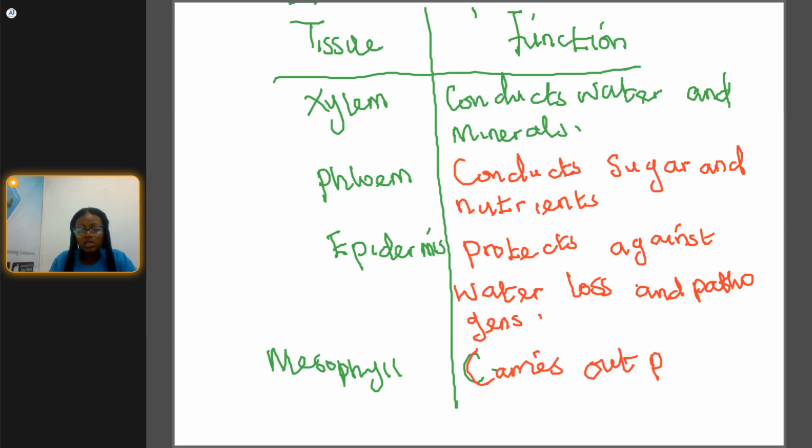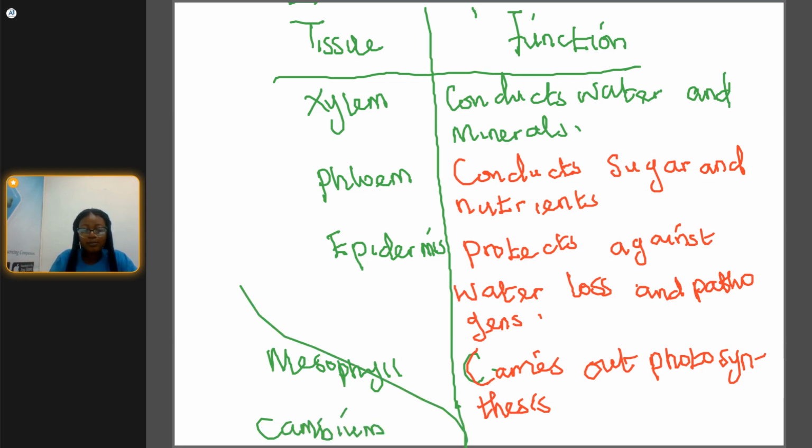So we also talked about the cambium, that it produces new xylem and phloem. Don't forget, cambium produces new xylem and phloem. So I believe we all understand what we have done today. Okay, and the pith.